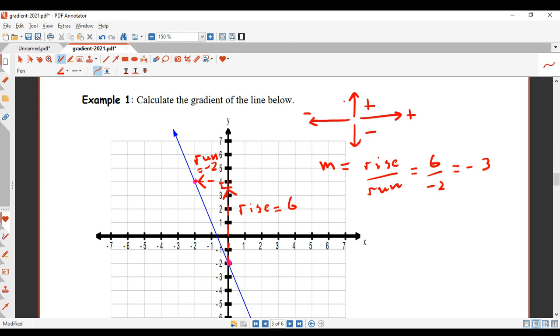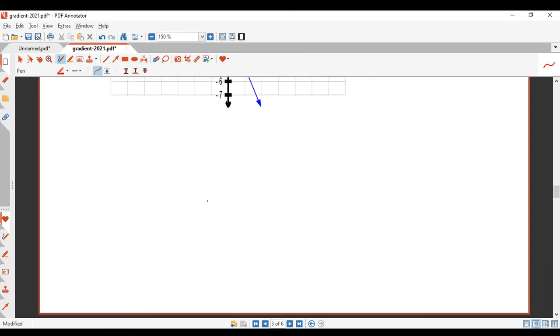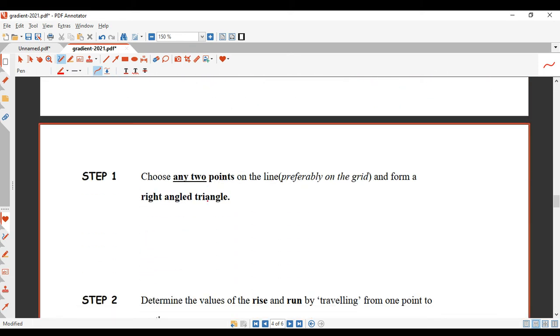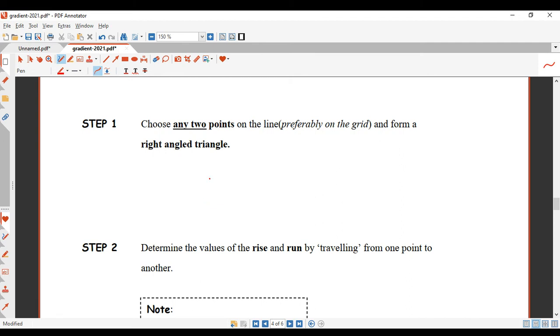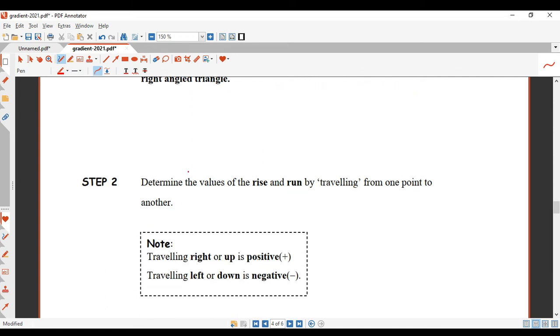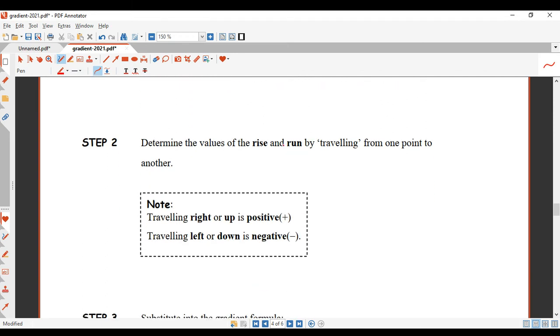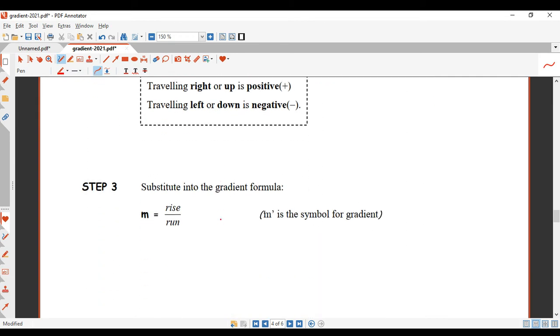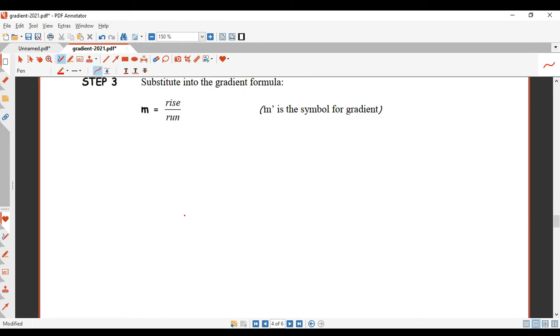So you'll need that orientation to determine if your rise or run is negative, depending on which direction you start from. Okay, moving right along. Okay, so these are our steps. Choose any 2 points on the line, form a right angle triangle, determine the values of the rise and the run by traveling from one point to the other. Traveling right or up is positive, traveling left or down is negative, and then you substitute into the formula.